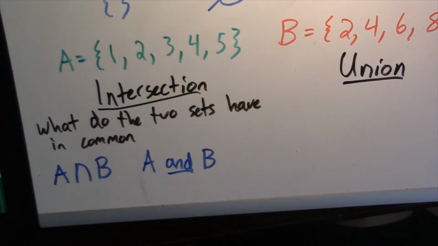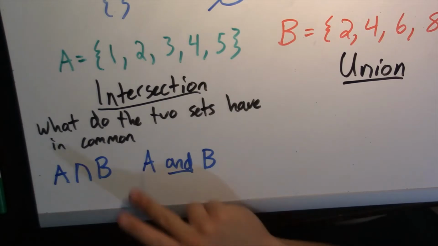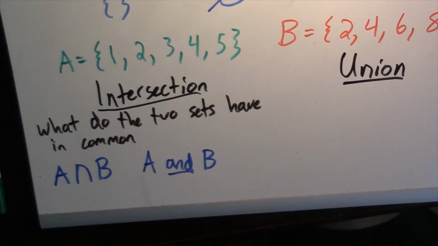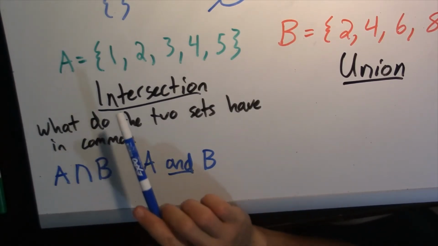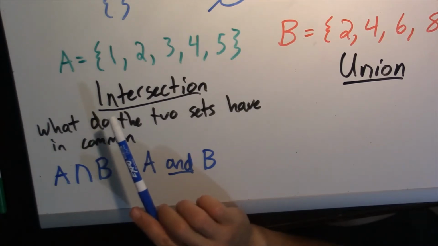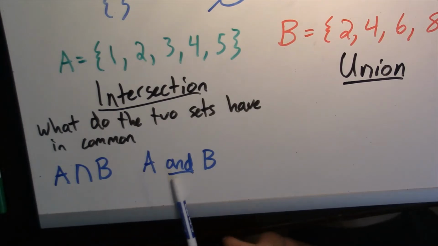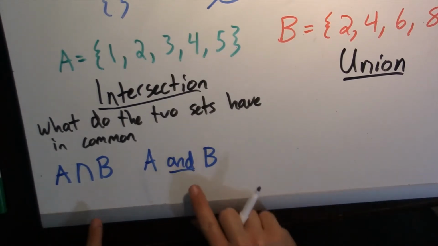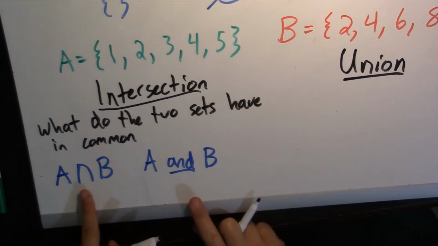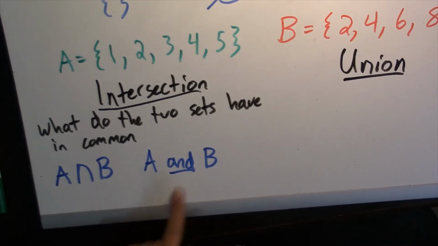Now, there's a way to remember this, and it has to do with the way that it sounds. Intersection has an N in it, so it looks like an N in the symbol, and it also has that N sound in it. Intersection, and then an N. So you have to kind of think N, N, N. Now, when we're talking about the intersection of A and B, we could write it as a symbol or using the word and.